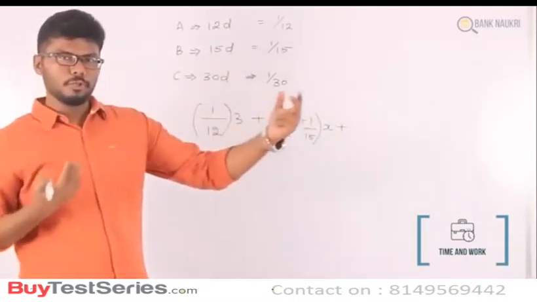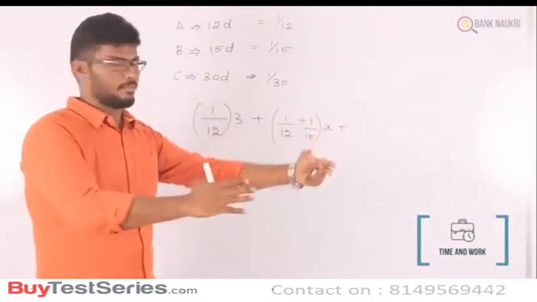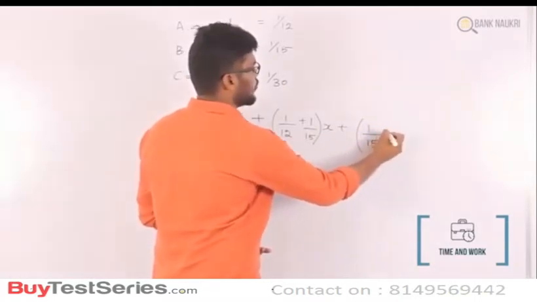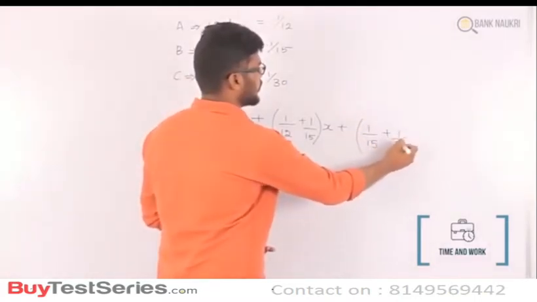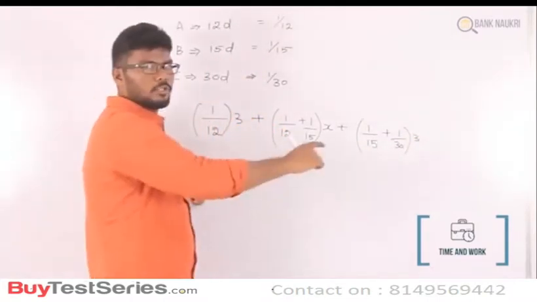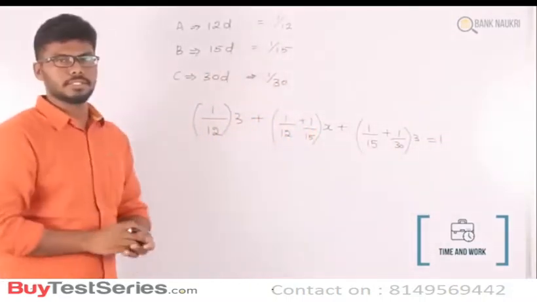3 days before the work is completed, A leaves and C joins the work. So B will be there, 1 by 15, plus C is joining the work, which is 1 by 30, and it is for the last 3 days, right? So what will be the total work? Total work is nothing but 1. Now I have to solve this equation.